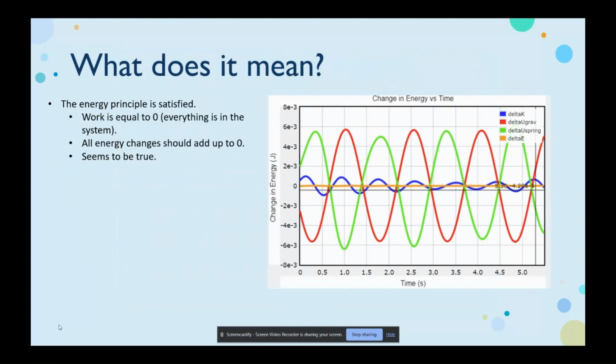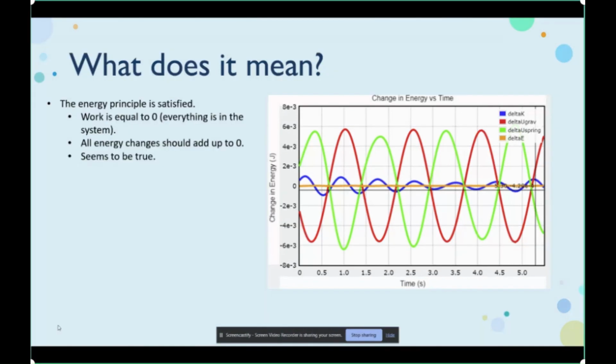The work done on the system is zero because everything of interest is in the system. This means all the energy changes should add up to zero. The total energy change in the graph seems to stay at zero. Additionally, at every x value in the graph, subtracting the sum of the spring potential energy and the kinetic energy from the gravitational potential energy seems to also give a value of zero. However, it is hard to be precise because the tracking method does not collect continuous data, so we had to extrapolate in order to create a graph.